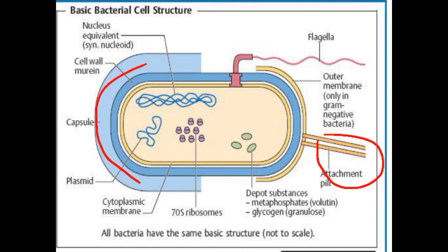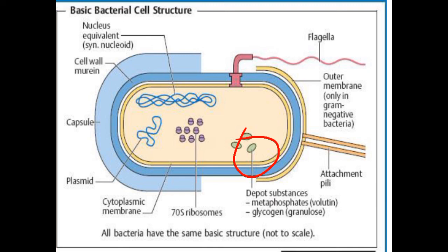Another non-essential component outside the cell wall is the flagella. Flagella is made up of flagellin protein, and it helps in motility. Now, the components inside that are non-essential are the granules. The cytoplasm contains several different types of granules that serve as storage sites for nutrients, for example, glycogen, lipids, and polysaccharides.